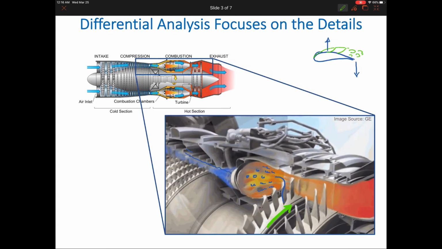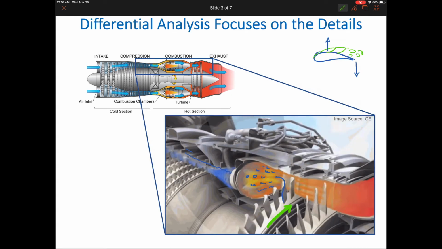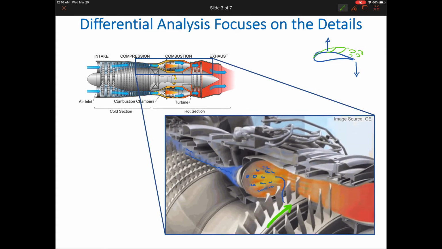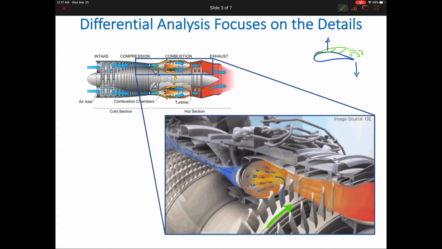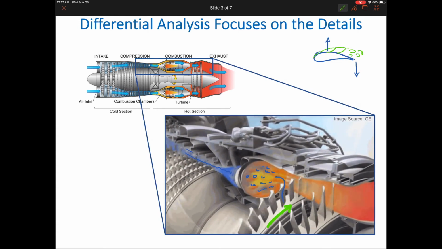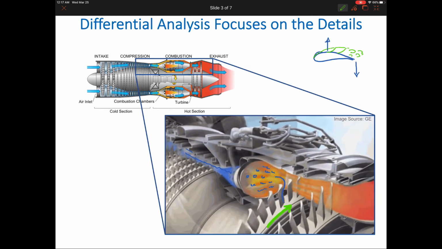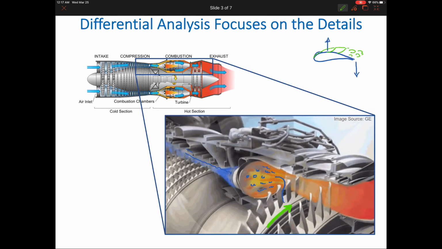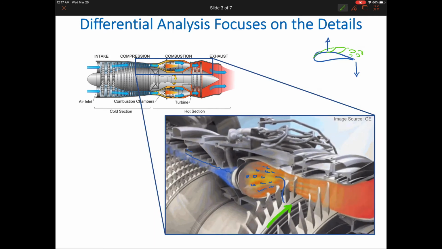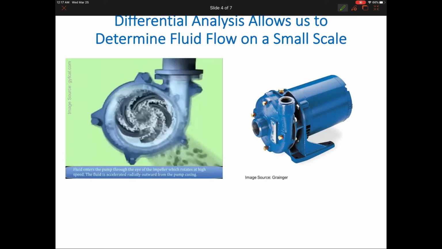I point this out because as engineers, we need to always have our guard up. We need to always be doing DTAMs. We need to always be checking whether or not things are making sense. Trust but verify is what we always need to be doing, and differential analysis can help us do that. So here's a couple other examples.